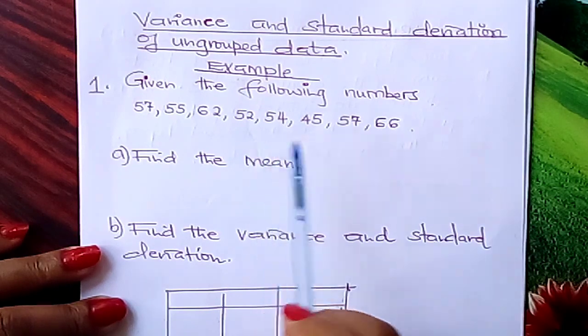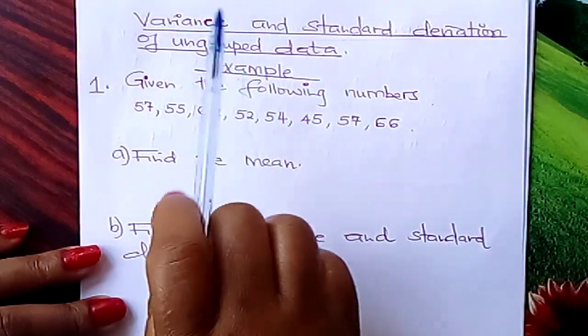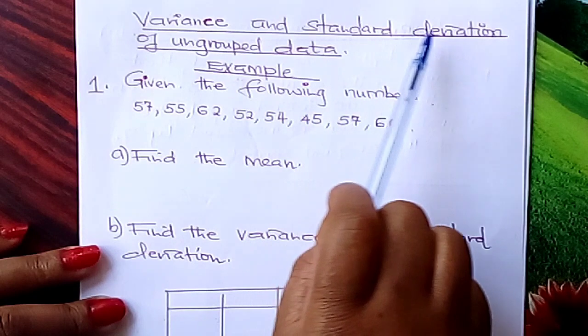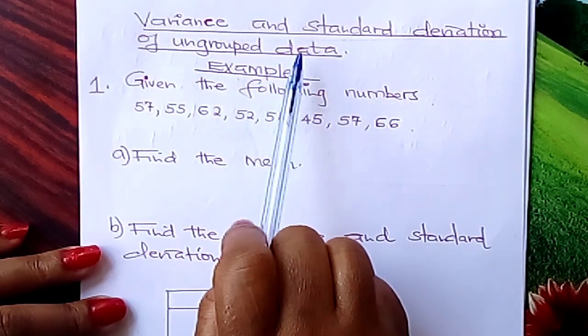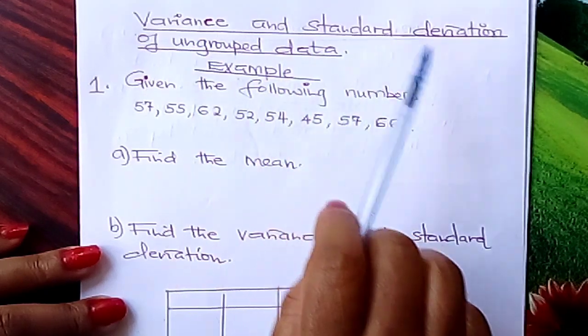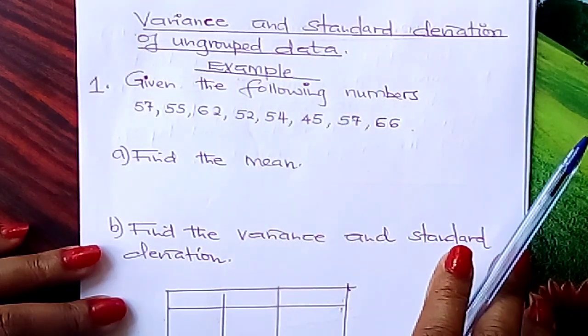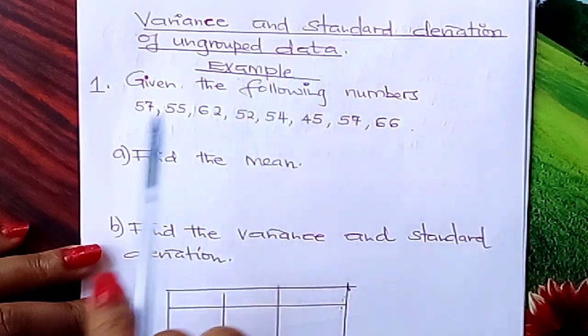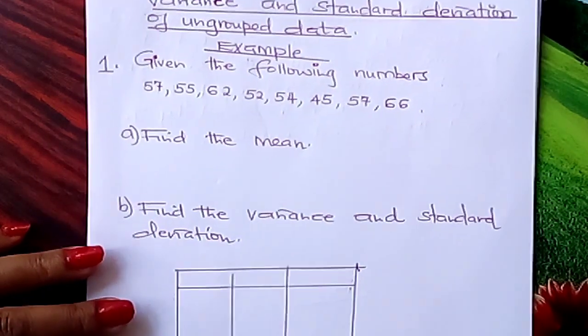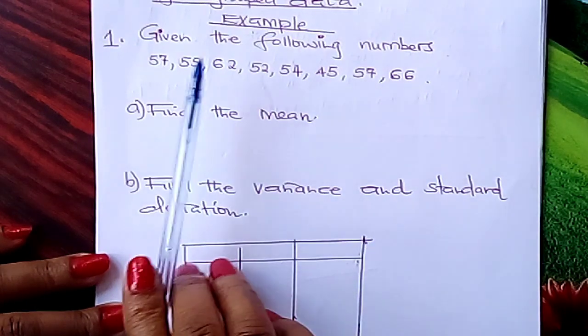I'd like us to look at statistics, and specifically variance and standard deviation of ungrouped data. I've done a question on variance and standard deviation of grouped data. It is there in the channel, but now I want to do it for ungrouped data. Okay, let us look at this example, learner.